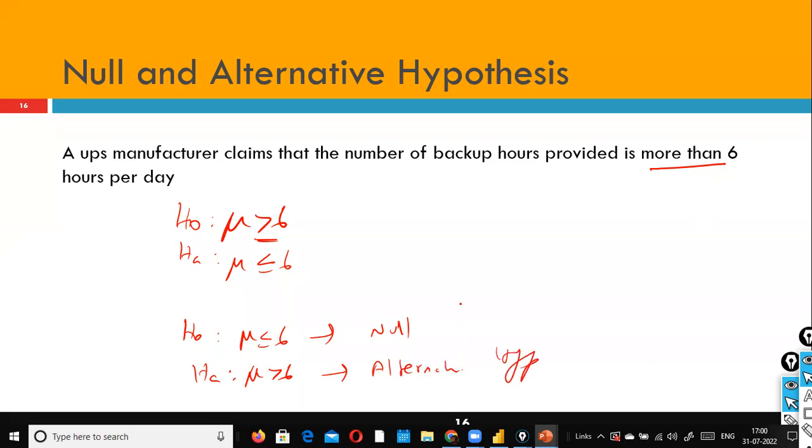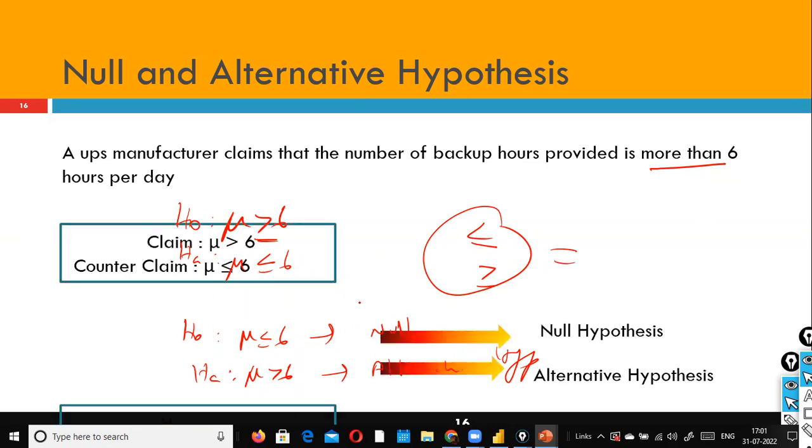So to overcome this, what we do in practice is that less than or equal to or greater than or equal to, we replace them by the equal sign in the null hypothesis. Simply you put mu equal to 6. Which means it could be either less than or greater than. It is not equal to, right? So something like that. We are going to test it out in the alternative hypothesis.